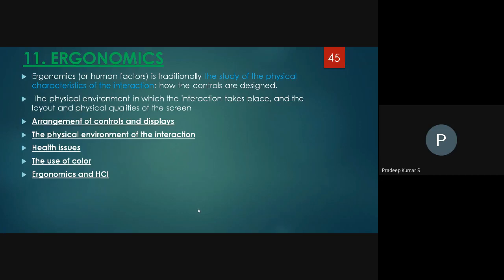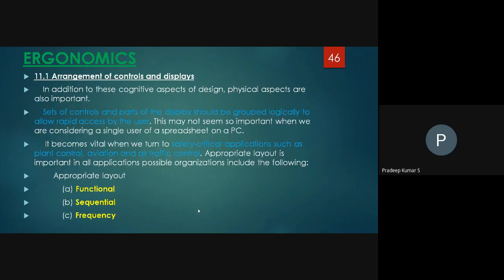So here is ergonomics. The first point is the arrangement of controls and display, the cognitive aspect of design. The set of controls and the parts of the display should be grouped logically to allow rapid access, and multiple users should be able to access them. I can use a spreadsheet, or for example share the PPT with you at a single time, so everybody can view it.